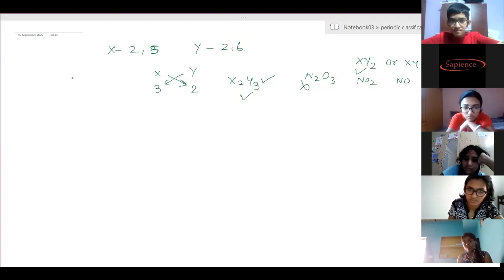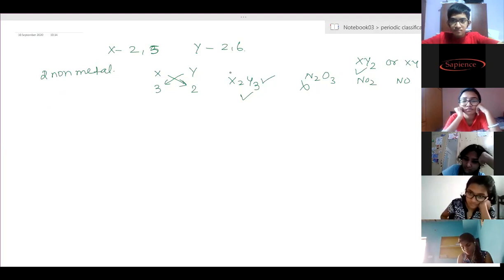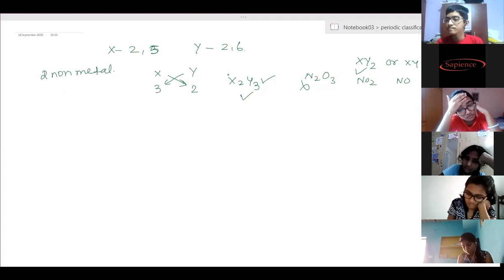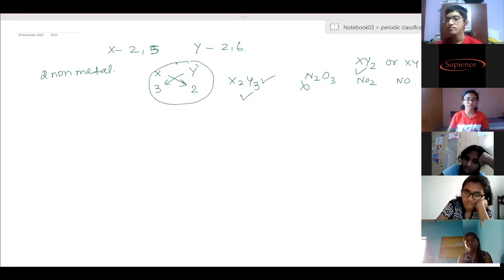This will happen only in the case of covalent compounds, two non-metals. There is no problem with a metal and a non-metal, because a metal and a non-metal only follow this rule. When a metal and a non-metal combine, they follow this rule, no other rule. The problem with covalency occurs only with two non-metals.